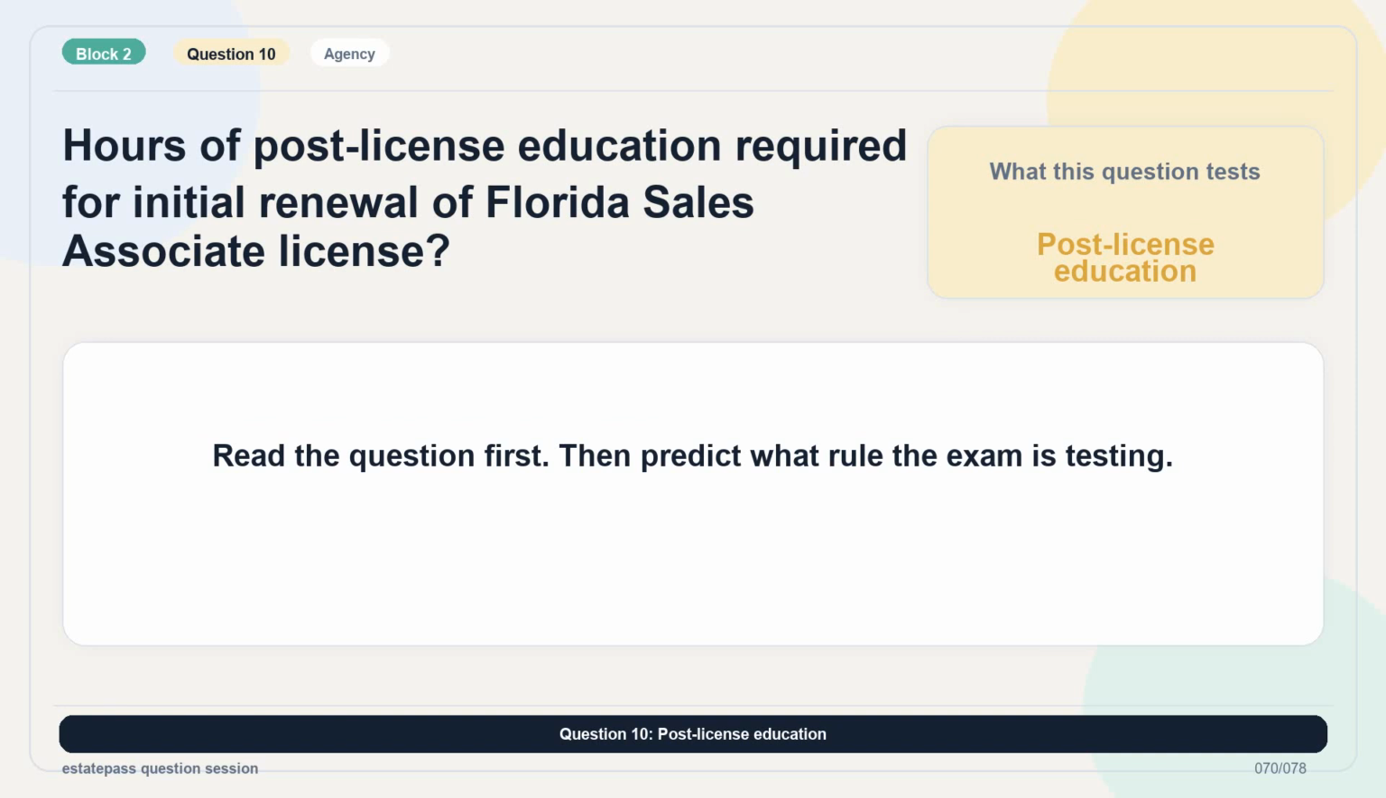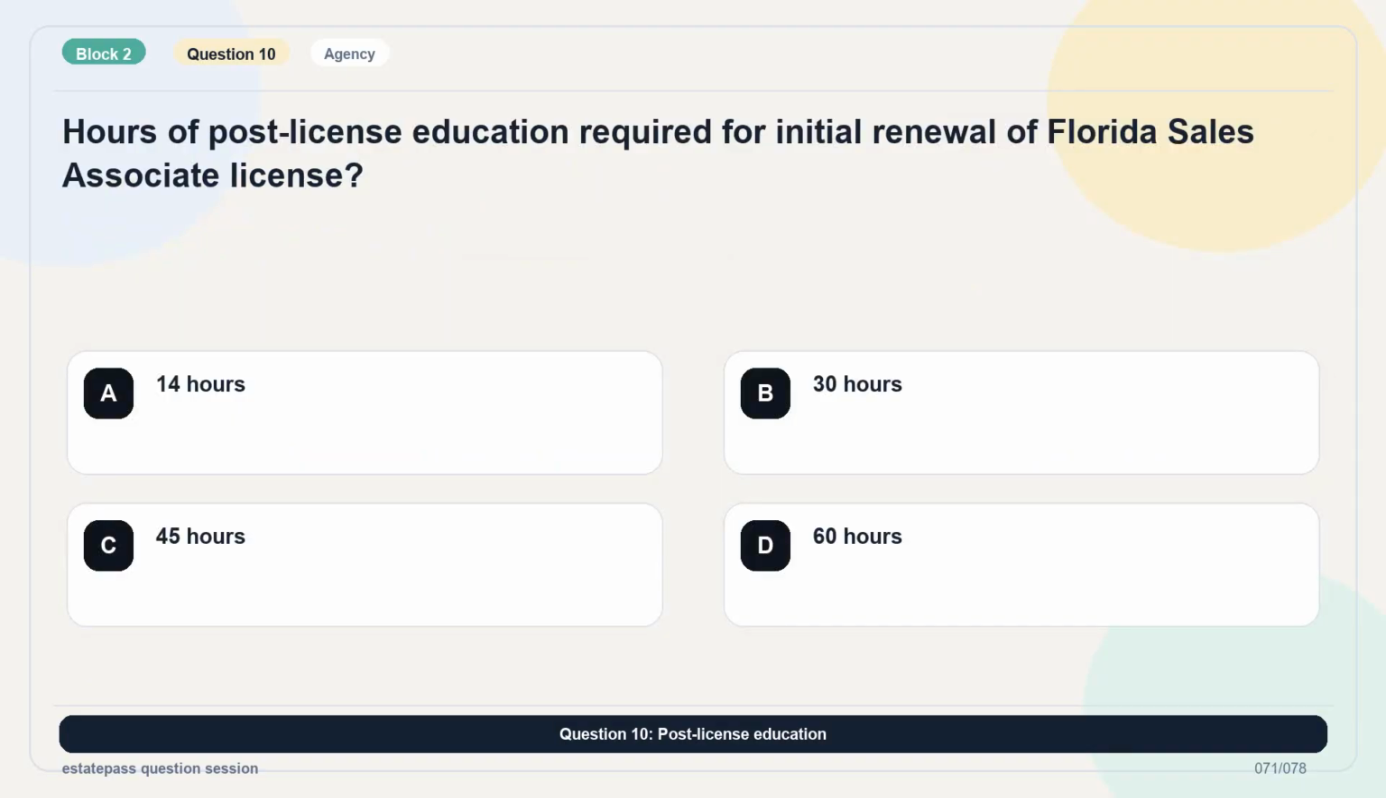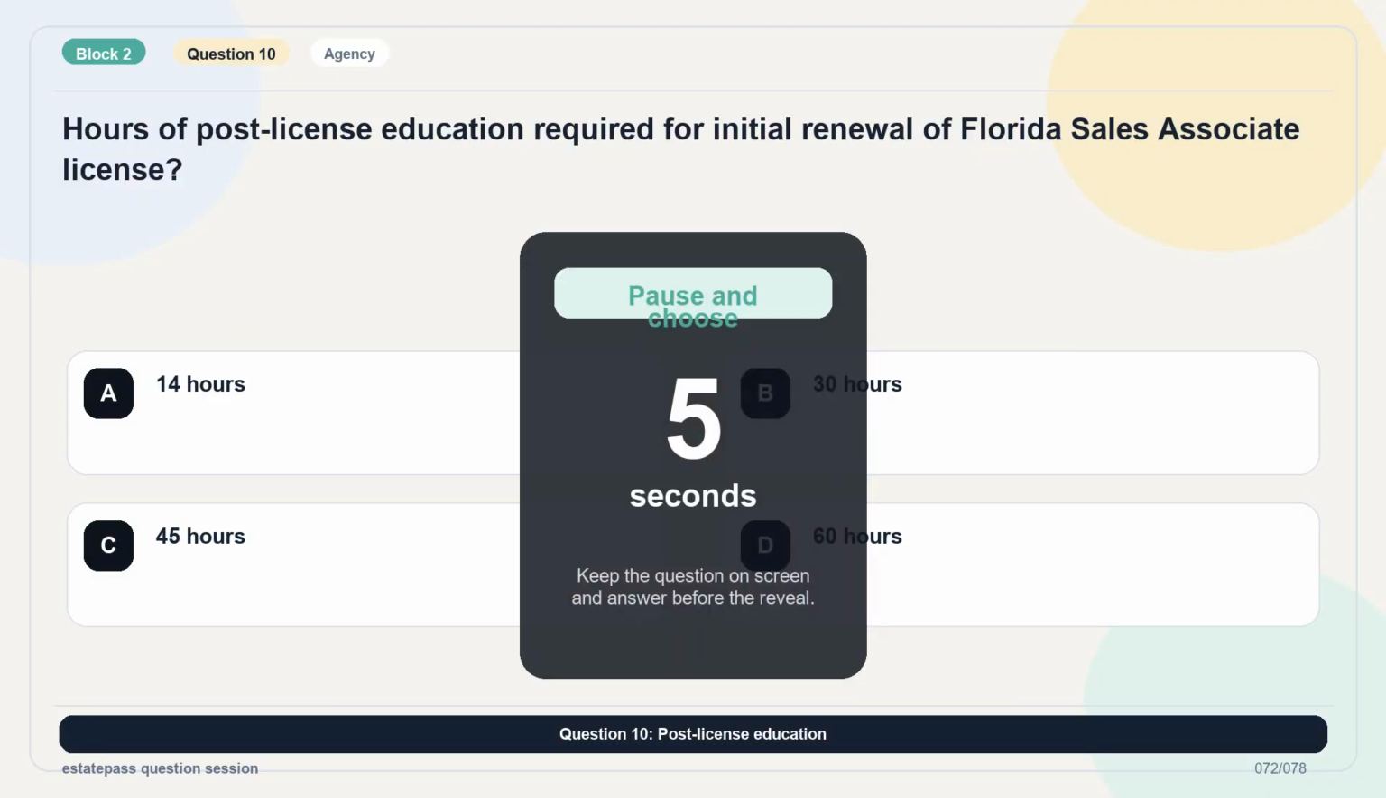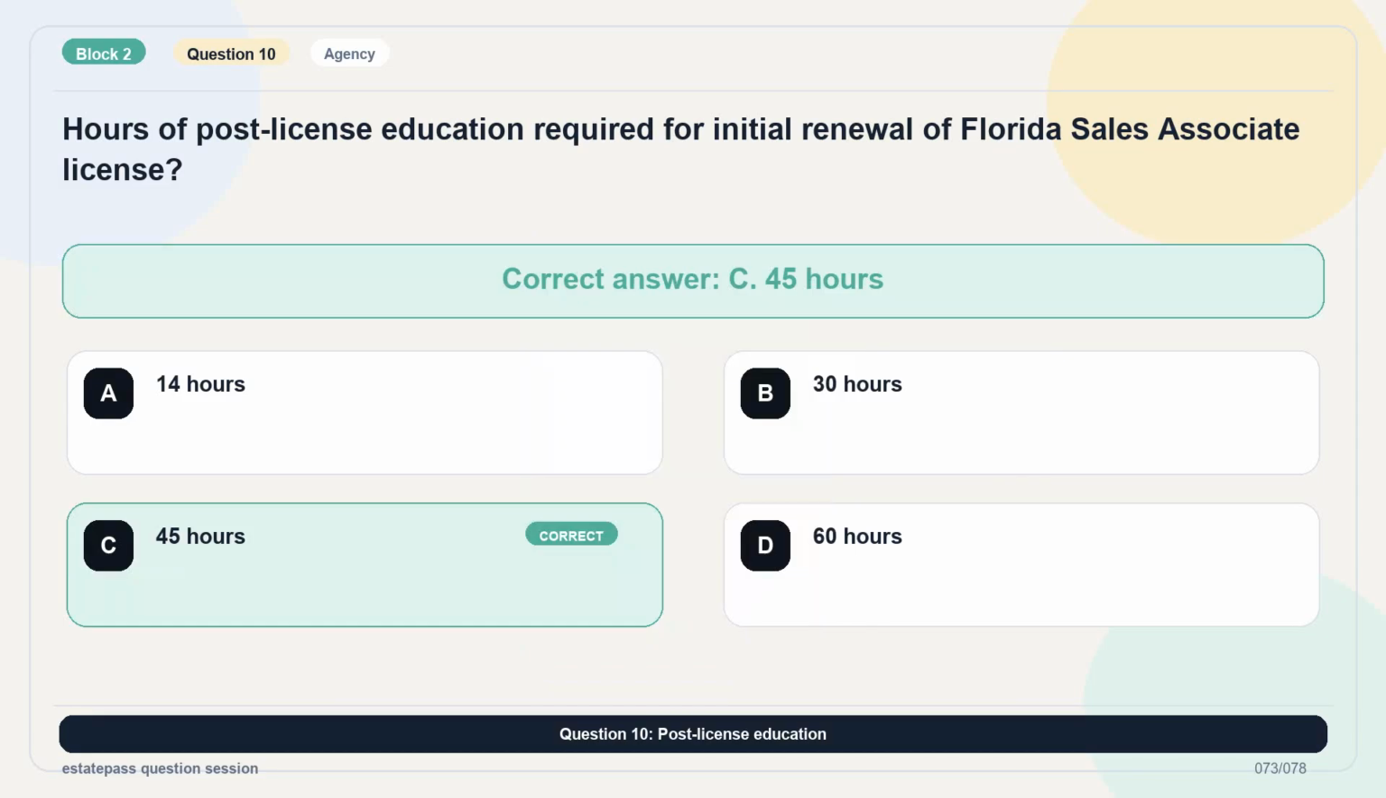Question 10. Hours of post-license education required for initial renewal of a Florida Sales Associate License: A. 14 hours, B. 30 hours, C. 45 hours. Pause here and choose your answer. The correct answer is C. 45 hours.